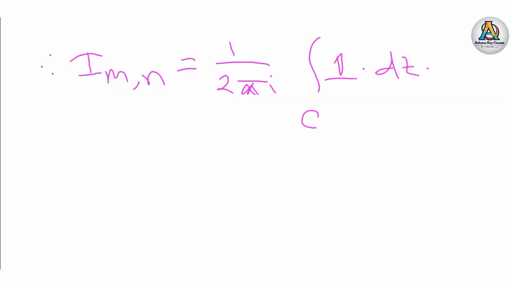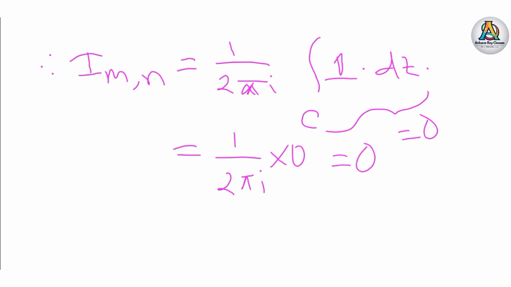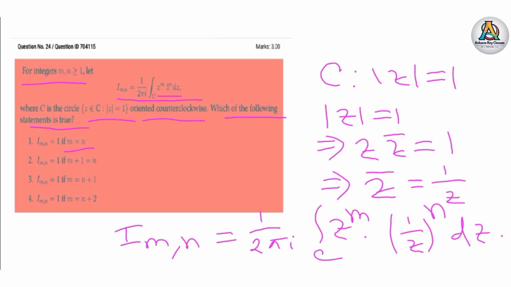Therefore, by Cauchy-Goursat theorem, integration over C of 1 dz is equal to 0. Therefore, I_mn is equal to 1 by 2 pi i into 0. This is equal to 0. Therefore, option 1 is incorrect, because in this case we get I_mn equal to 0, not 1. Now we check option 2.